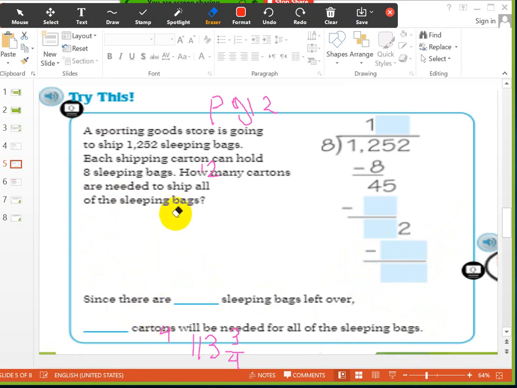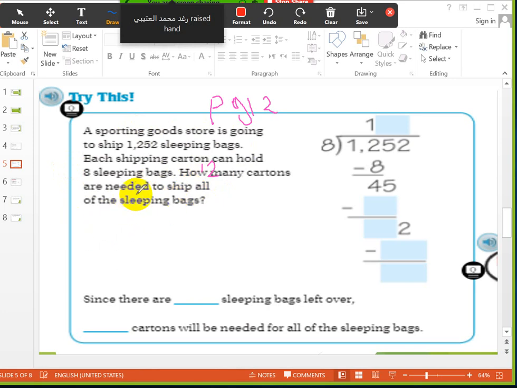Now, a sporting goods store is going to ship. What is the meaning of ship? Sporting goods means sport items, like Adidas, something like this. Okay, so a sporting goods store is going to ship, which means it will bring 1,252 sleeping bags. Each shipping carton can hold 8 sleeping bags.